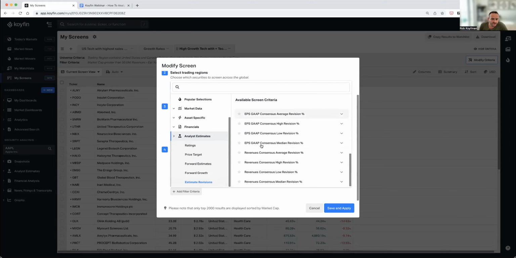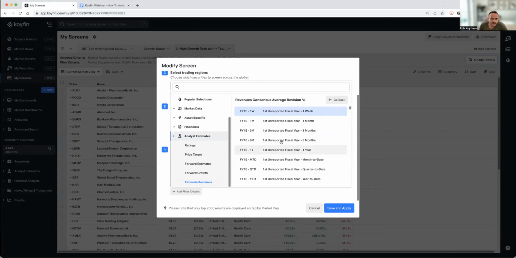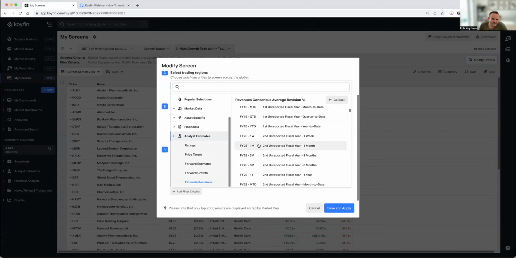And then you have to find what you want to look for. So let's say I want to look for revenue, let's say average revision percent. So I want to look at the average and how much has been revised. And let's say I want to look at FY2, just because it's a year out. I want to look at the 3-month revision.